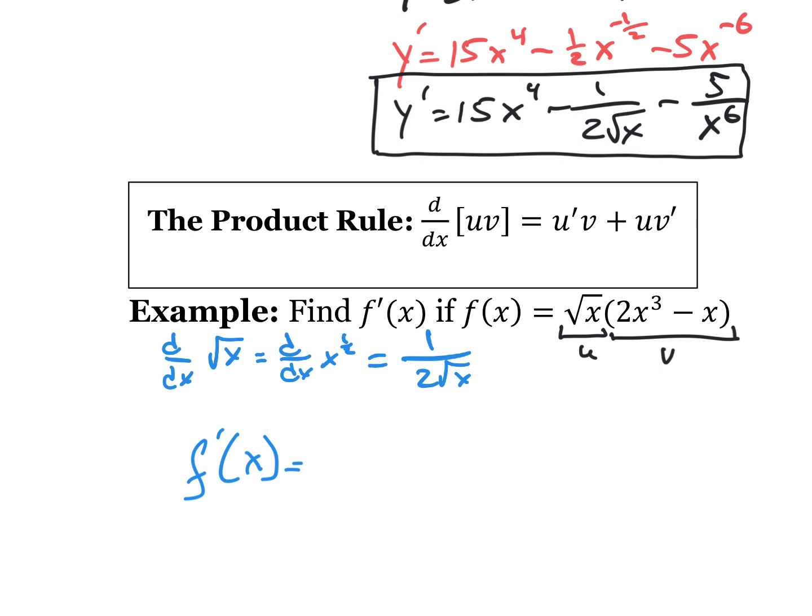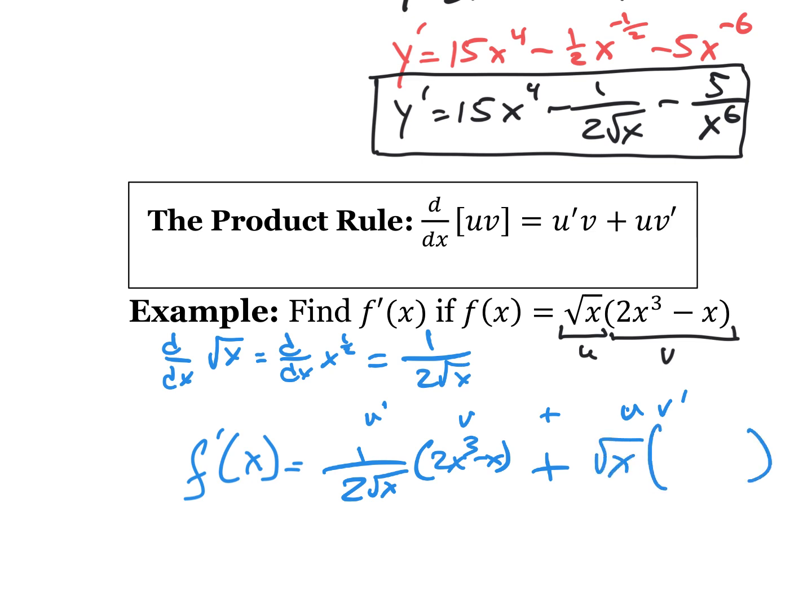That's kind of a useful one just to have memorized, all right? So let's go: u prime times v plus u times v prime. So u prime would be 1 over 2 square root of x, times v, which would be 2x cubed minus x, plus u, which is the square root of x, times the derivative of v. The derivative of v is 6x squared minus 1.